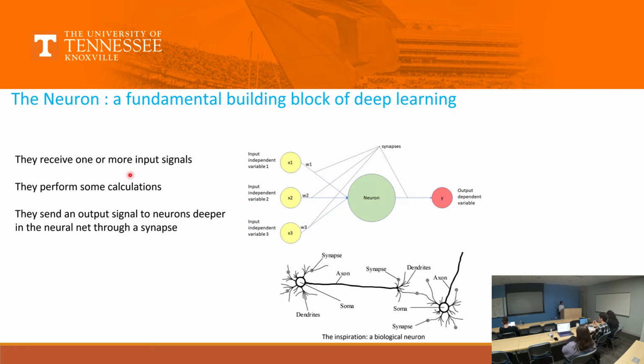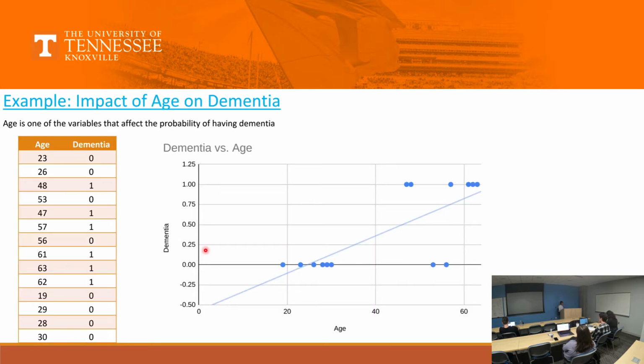So overall, neurons receive one or more input signals, perform some calculation, and send an output to neurons deeper in the neural net through a synapse. This is very straightforward. Now, here's a working example that I have presented. You can do this in your Excel sheet, and you would be really amazed how easy it is.